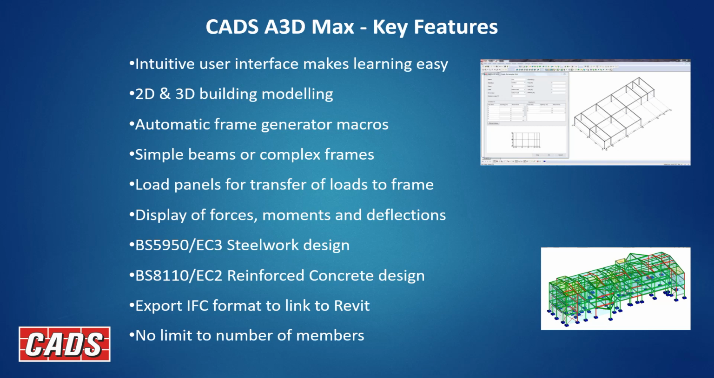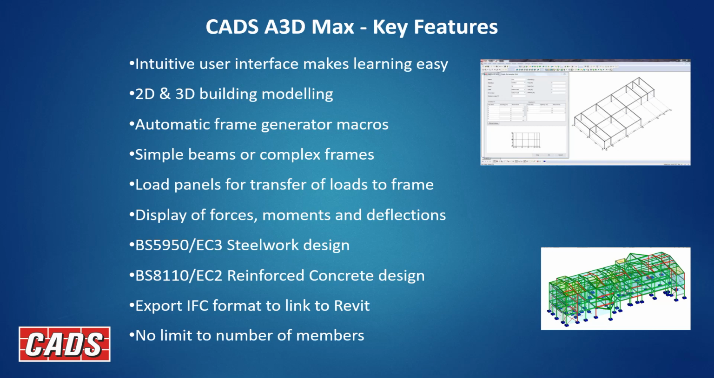CAD's A3D Max is easily suited for very simple frames of 2 or maybe 3 members, say, but can equally be used for larger frames, for which we have macros for multi-bay frames, trusses, girders, as well as rectangular and circular grids, so that you can place your columns on there and build the building up from the ground.